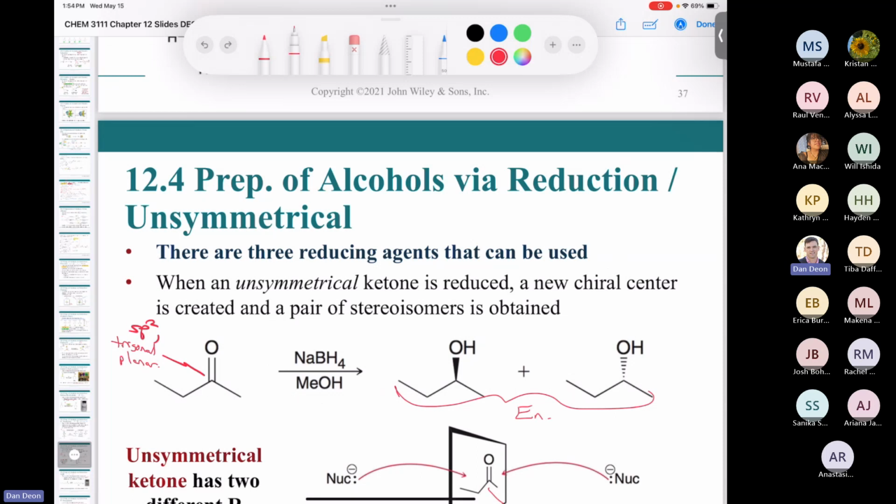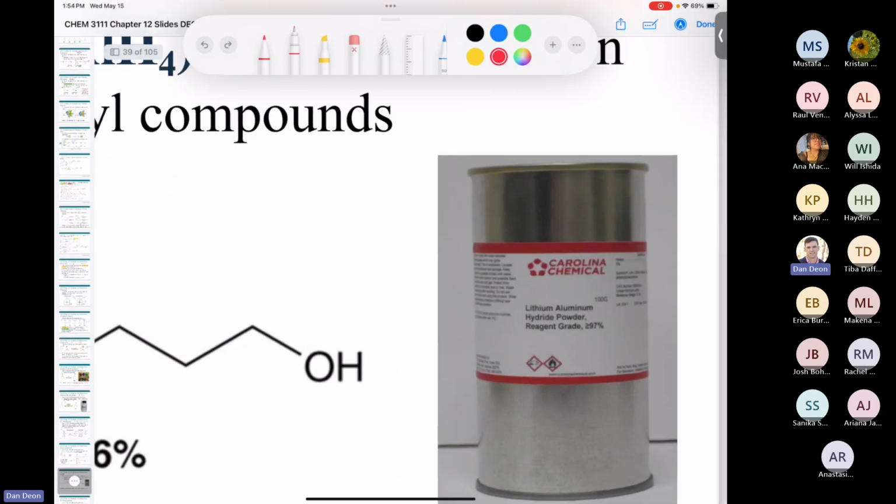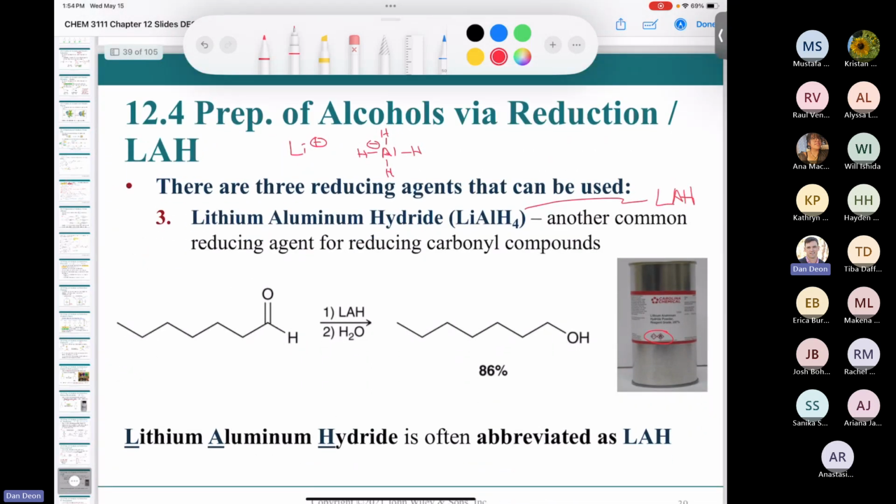This is not a two-step reaction. But with lithium aluminum hydride reduction, lithium aluminum hydride will actually cause a fire if you put it in water. You can see here it's contained in this can. Okay, why? Because it can cause a fire. So it's very dangerous, lithium aluminum hydride. And so it's a two-step process.